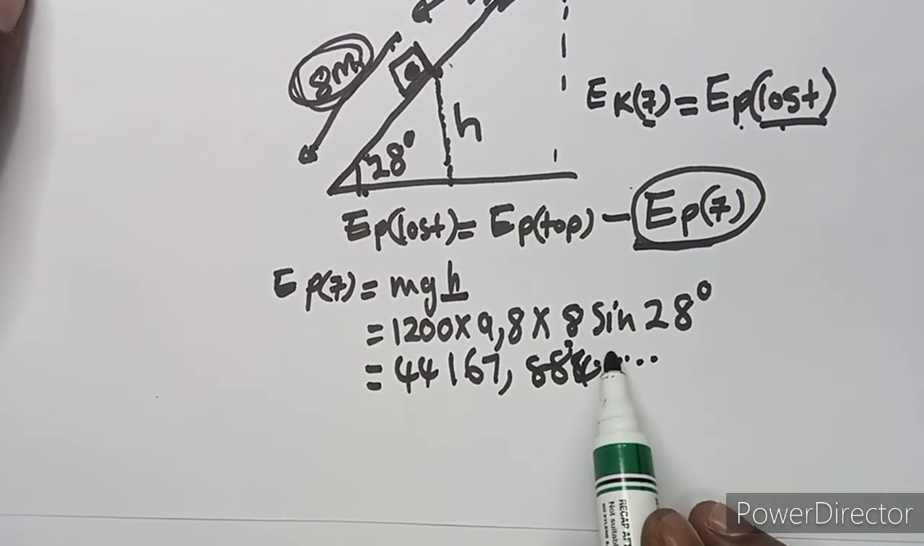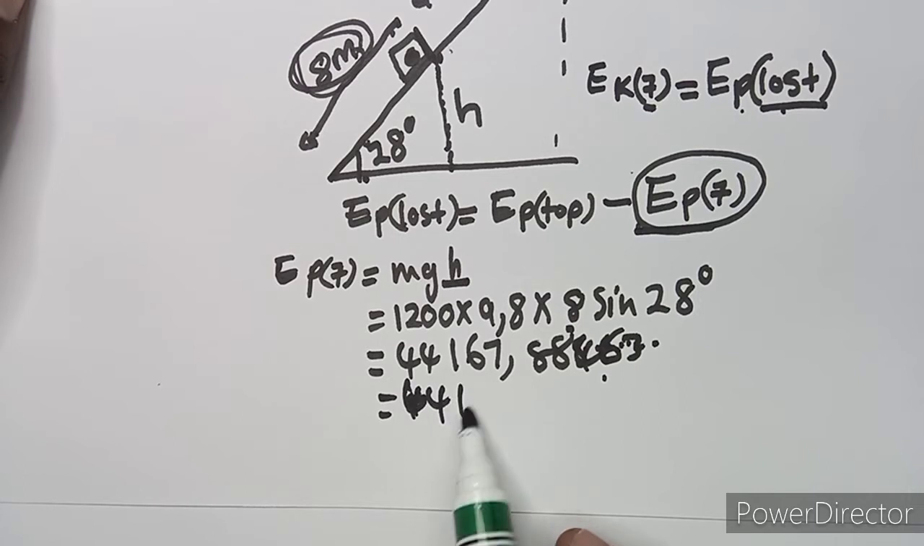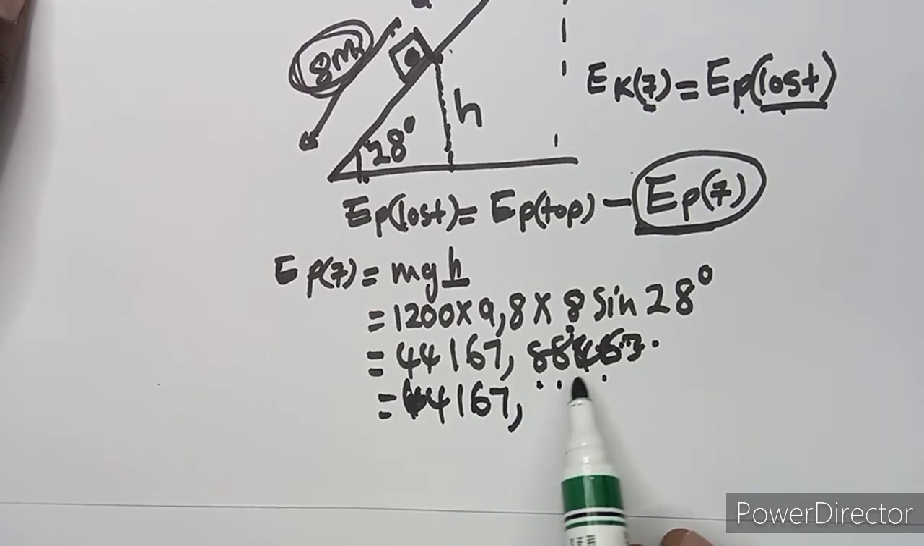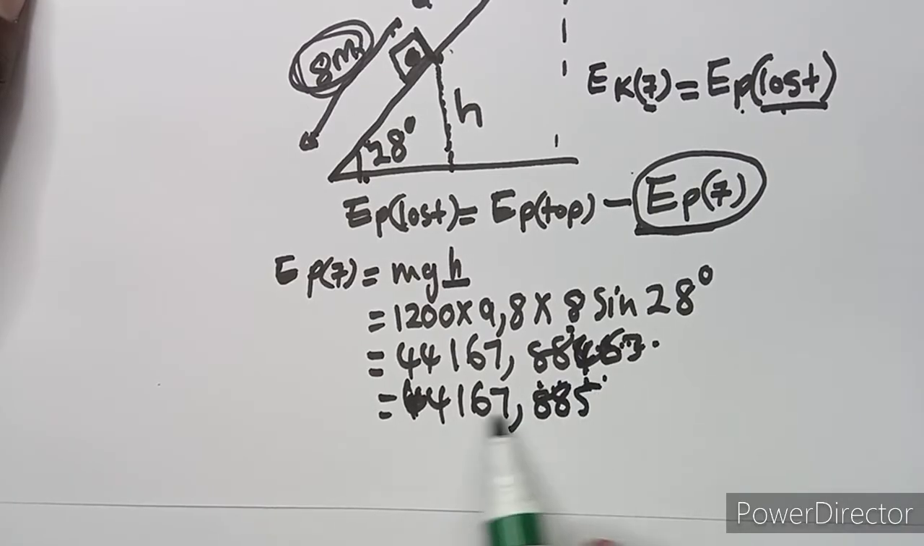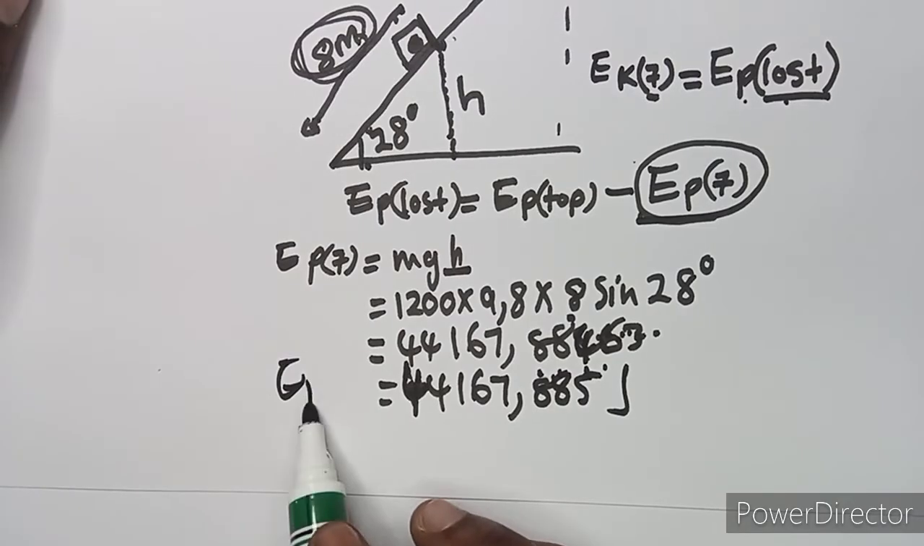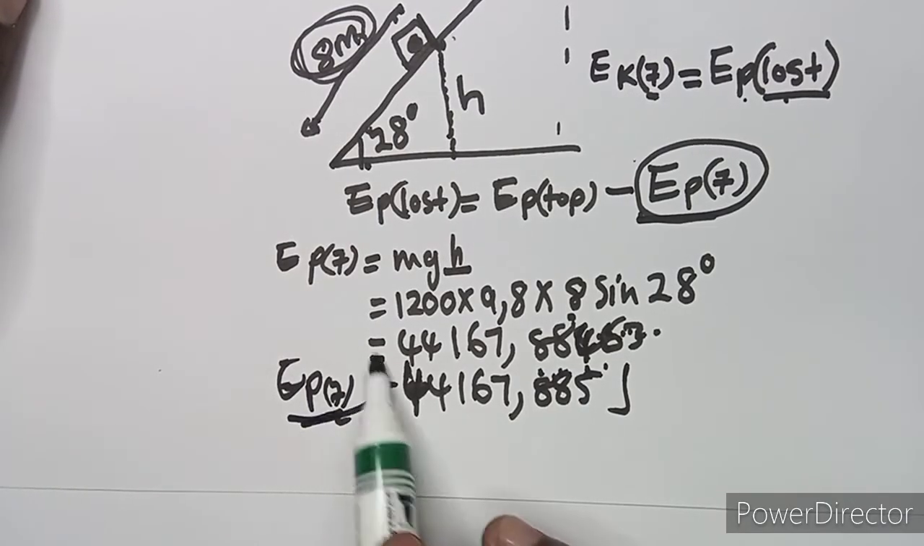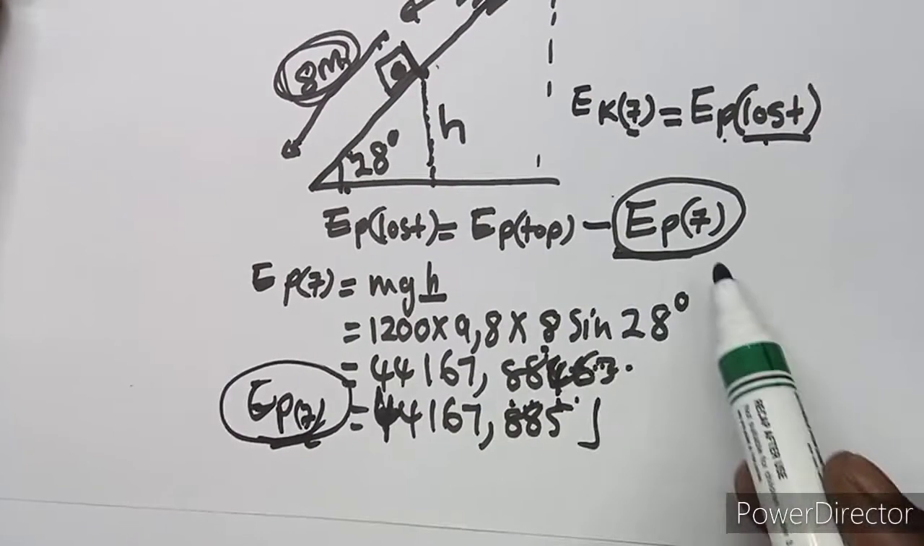So if you round off, this is going to be 44167,885, because this is 4, so it's going to be 885. Okay, so this is 44, guys, which is in joules. Okay, so this is the potential energy that you're having after moving 7 meters.